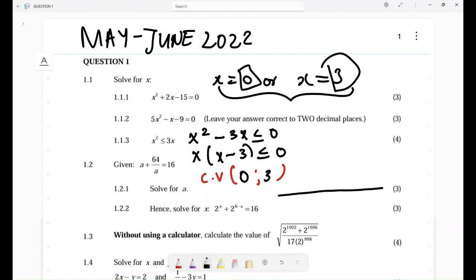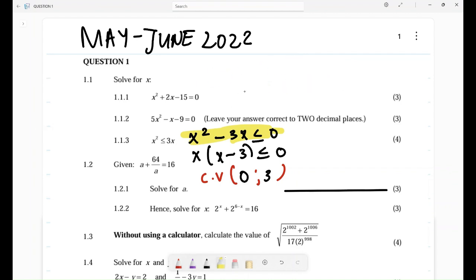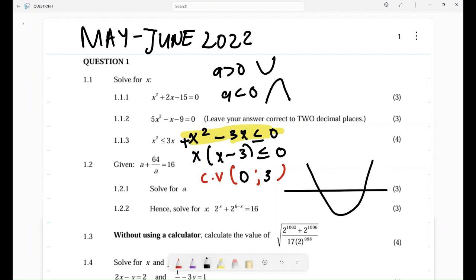Just draw your number line and now go back to your equation. Your equation is actually this one, x squared minus 3x. You all agree with me that this is your parabola, right? Remember your parabola: if the value of a is greater than 0, it is a happy face; if your value of a is less than 0, it is sad. So in this case, our value of a is positive. So it's going to be a happy face, like this, right? No need for neatness.